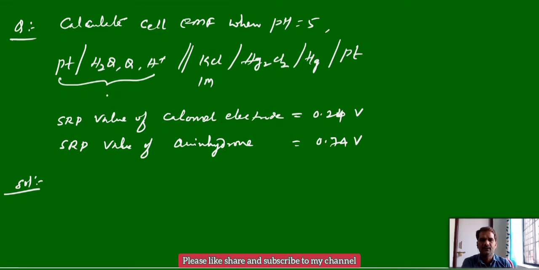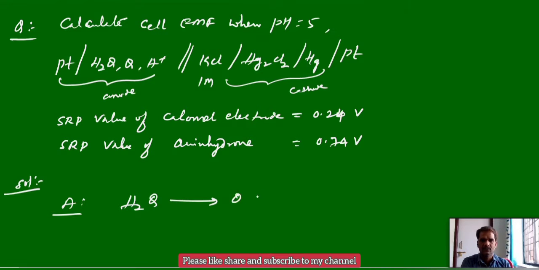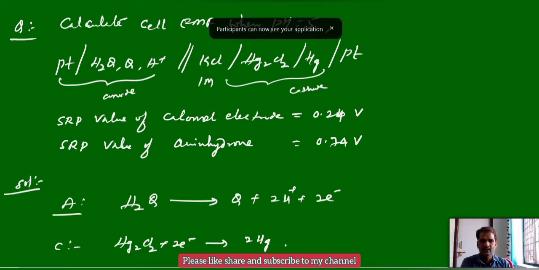Anyhow, this is the left part. We know that it is anode, and this is the cathode. Now you write anodic reaction and cathodic reaction. Anodic reaction, quinhydrone electrode is oxidation, can give Q plus 2H plus 2 electrons. And cathodic reaction, here Hg2Cl2 will take 2 electrons, can give 2Hg plus 2Cl minus.